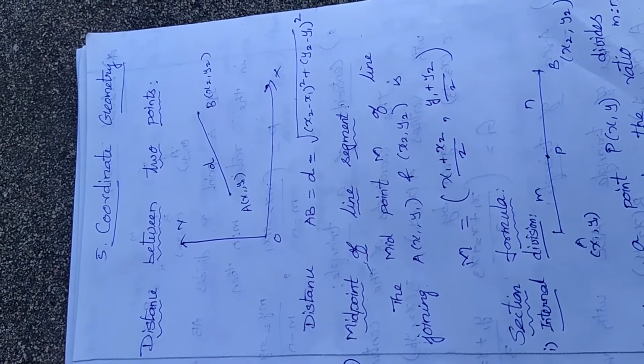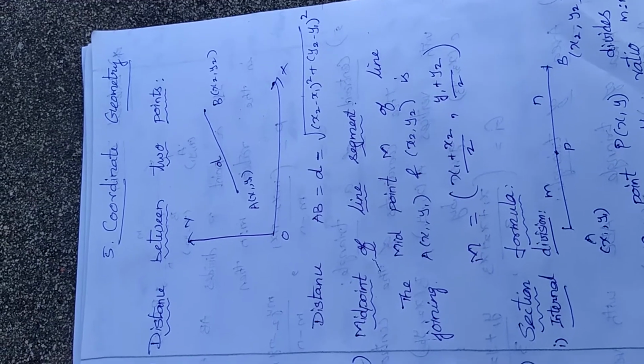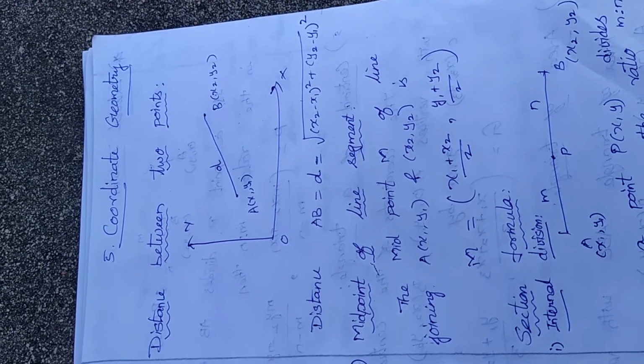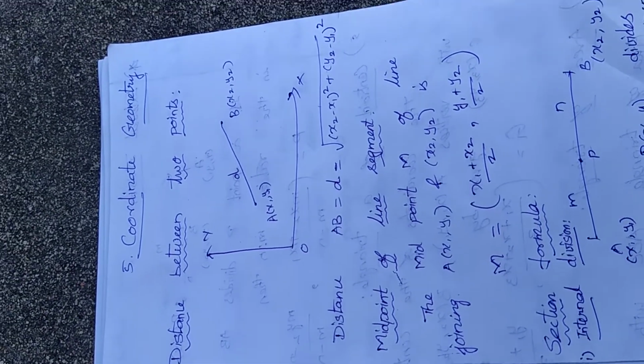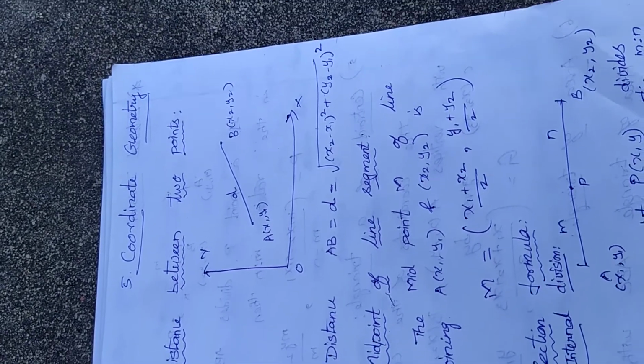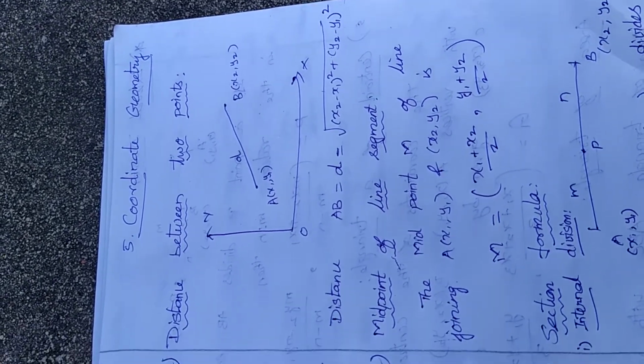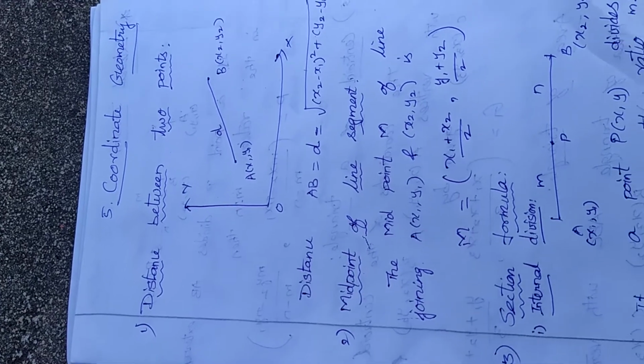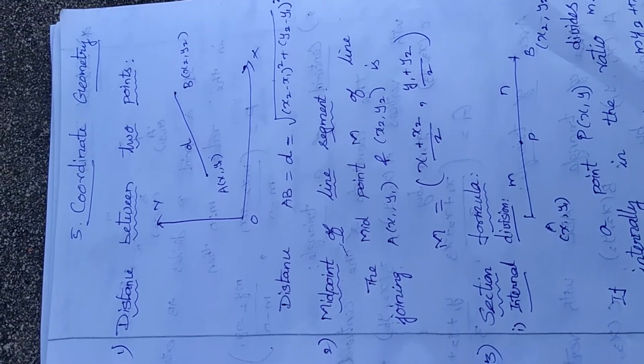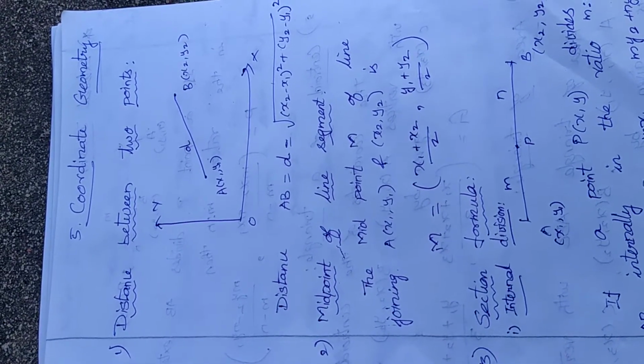First of all, we will discuss coordinate geometry. Some parents may ask why we didn't start with the first unit. Some chapters can be handled through classroom interaction. So I'm starting with unit 5, coordinate geometry.